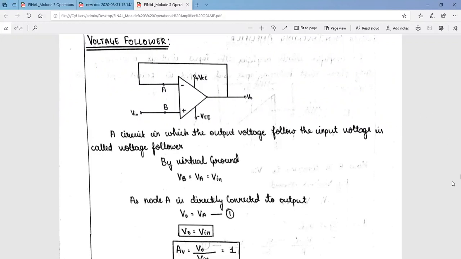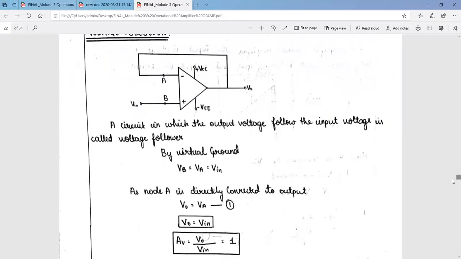Now what will be the gain of this voltage follower? Voltage follower gain is given by output by input. Since both output and input are the same, the gain of the voltage follower is equal to 1. So a voltage follower is a circuit whose output follows the input voltage. If you have a circuit like this, whatever is your input voltage will be the same appearing across the output voltage.